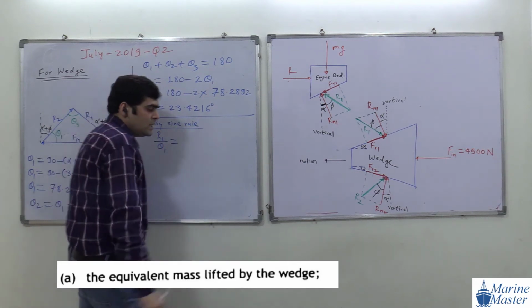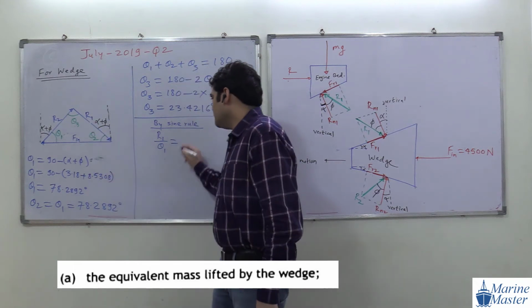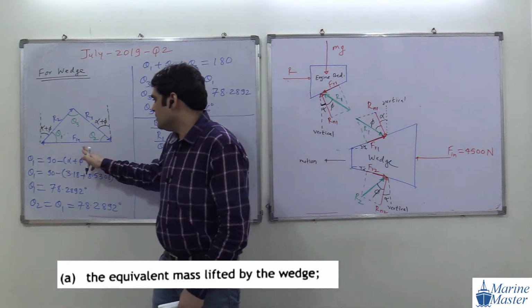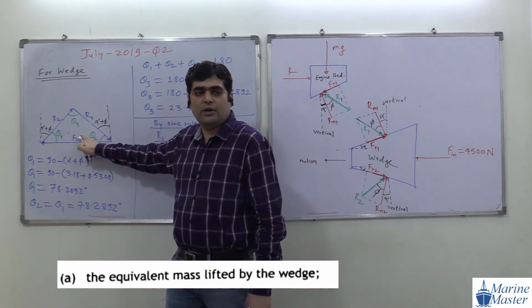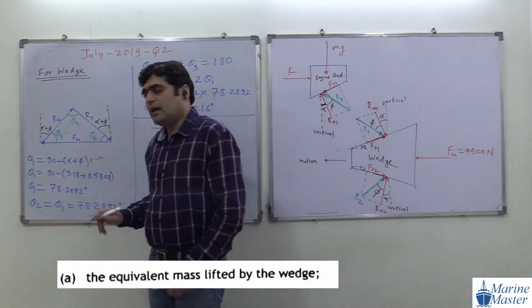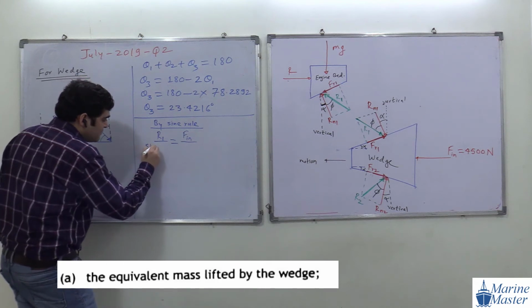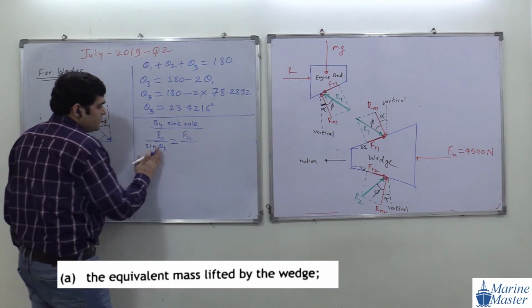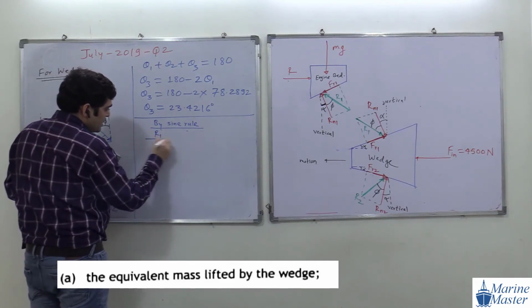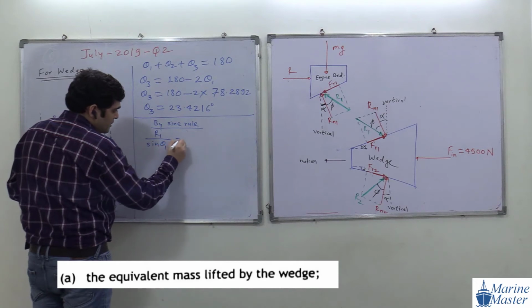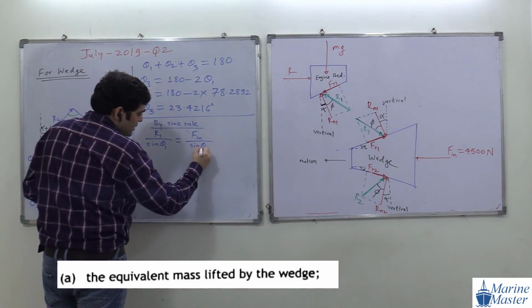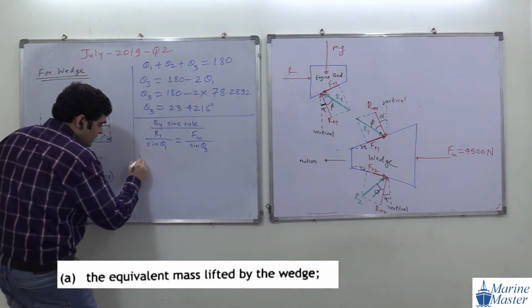Everyone please observe this. What is opposite to F in? Theta 3. I am writing theta 1, it should be sine theta 1, guys. Please always tell me if I make a mistake. So R1 by sine of theta 1 equals F in by sine of theta 3.